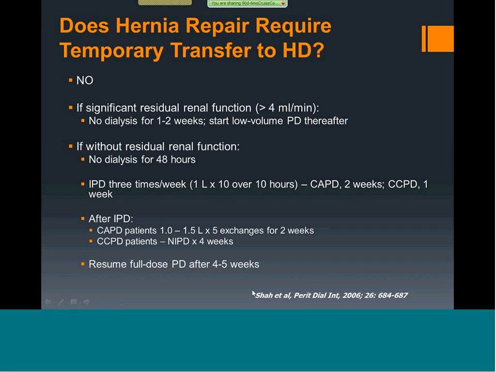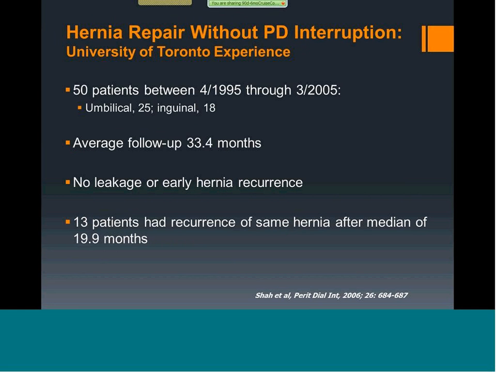If the patient does not have residual renal function, we follow this protocol that you have available now. This is what was reported by Dr. Borgman, University of Toronto, in which they skip dialysis for 48 hours and then again with intermittent PD, best done with the cycler, which is 1 liter exchanges, 10 exchanges over 10 hours, 3 times a week for the week. And now switch to NIPD for 4 weeks, and then they can resume full dose PD thereafter. And we implemented that for now 5 years or so, and we never had a patient have a leak or a problem with hernia recurrence when we use this protocol.